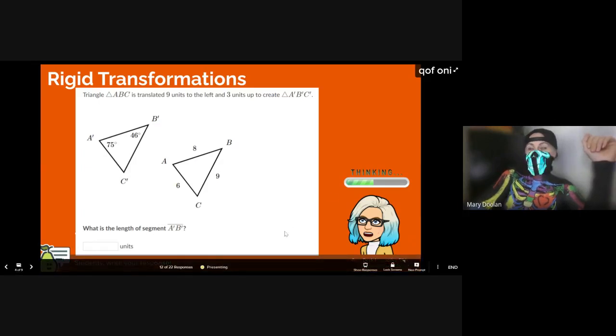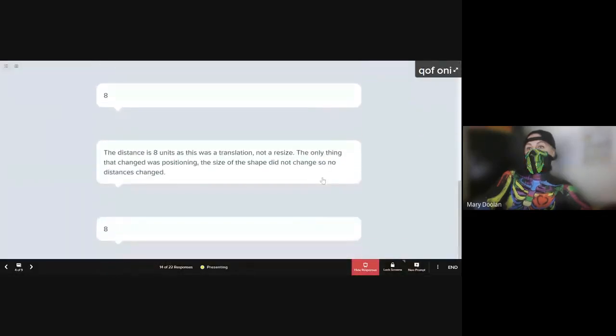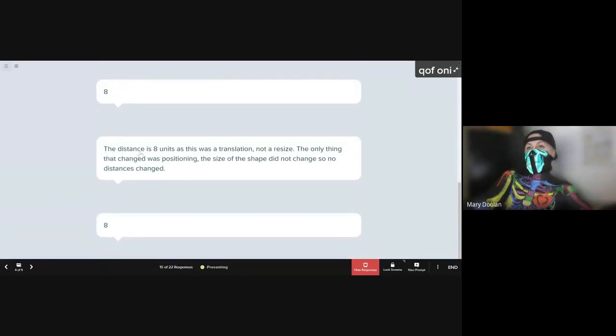All right, so for slide 4, triangle ABC is translated 9 units to the left and 3 units up to create triangle A prime, B prime, C prime. A translation is a rigid transformation, which means all 3 angles and the side lengths are preserved. They stay the same. So everything you see here is repeated here, which means that the correct answer is 8 units. This is a good explanation here. The distance is 8 units, as this was a translation, not a resize. The only thing that changed was positioning. The size of the shape did not change, so no distances changed. That's a great explanation.